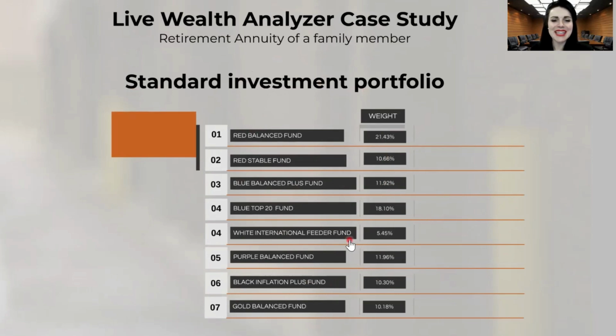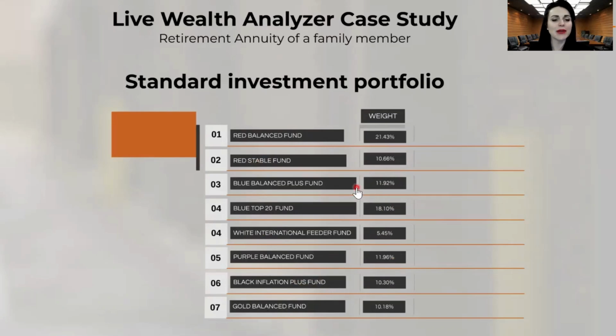So here you will see my family member is actually invested in a couple of balanced funds at asset managers Red, Blue, Purple and Gold, and there's also a stable fund from asset manager Red. We also have an international feeder fund from asset manager White, and we also have an inflation plus fund at asset manager Black. So here you will see different weightings, of course, the allocation to each one of these funds. So this is what my family member's retirement annuity is made up of.